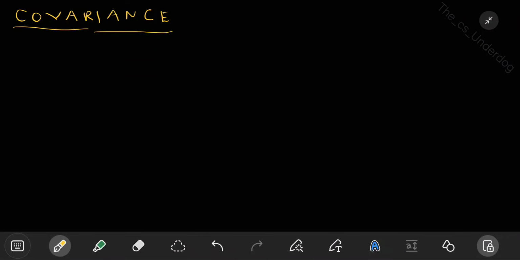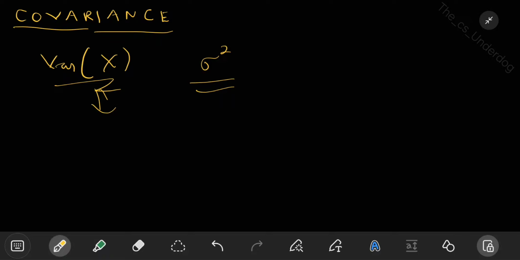Covariance. From the name itself, you would have guessed that this has something to do with variance that we learned in the previous lectures. Variance can be written like this or as sigma square. In variance we had seen it is the measure of dispersion from the expected value of that variable. Coming to covariance, you can guess that it's not about a single random variable, it's about two random variables. Variance was done for a single random variable. Covariance is between two random variables, let's say x and y.